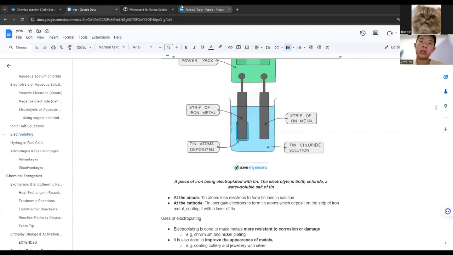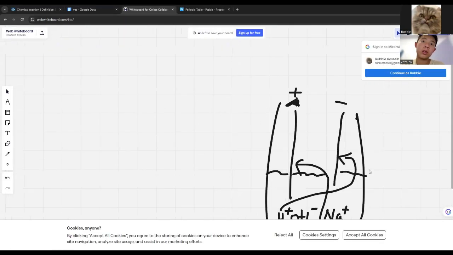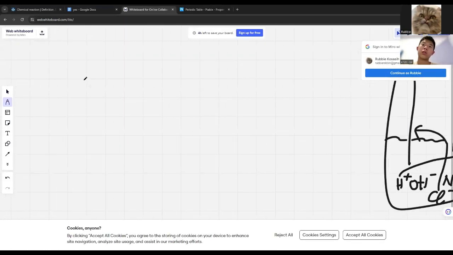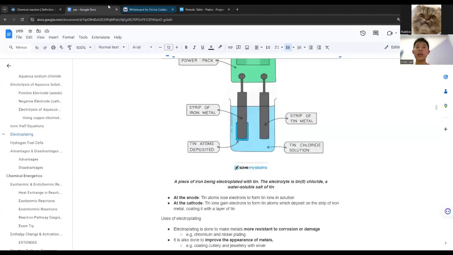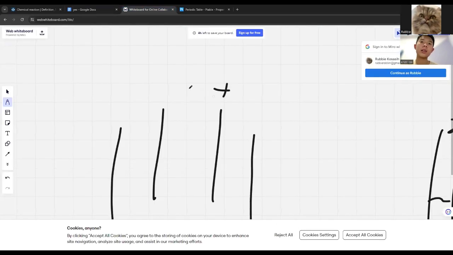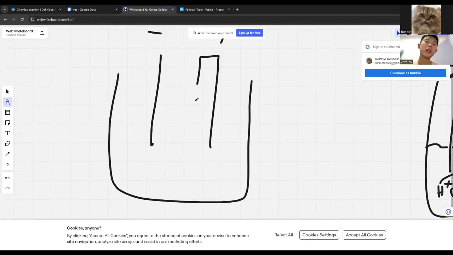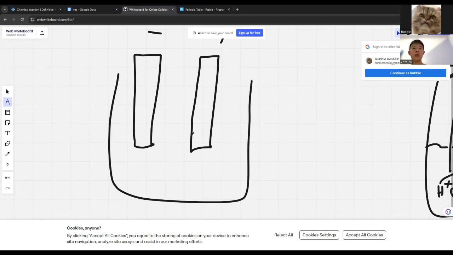Tin will break down. Like, wait, let me show this. It'll break off and go to the other side. The tin will erode, and some parts of the tin will be cut off, because it's just going to another place. Right? Cut off, cut off, and this one will be coated.